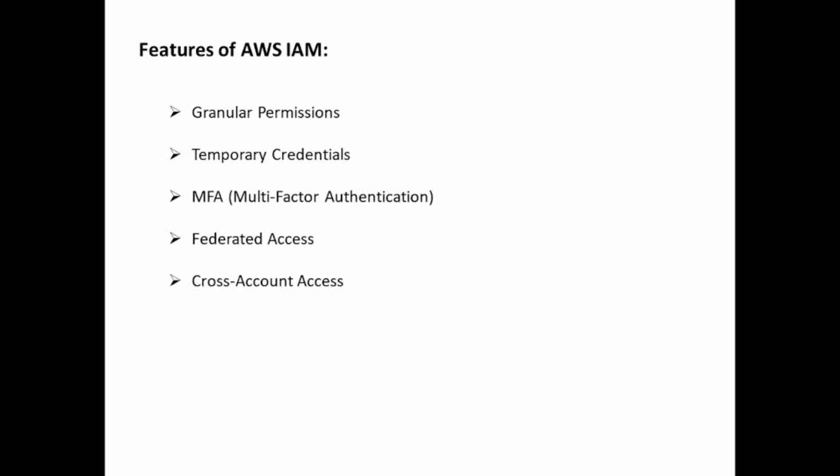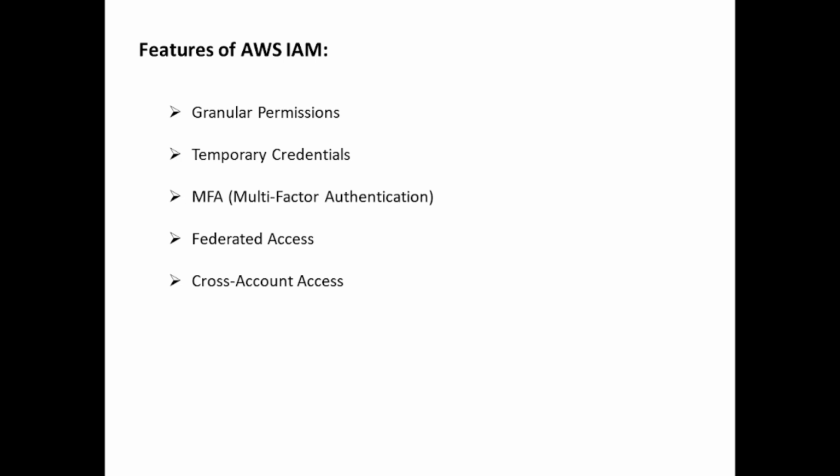Here are some powerful features IAM brings to the table. Granular permissions. IAM lets you control access at a very fine level. For example, you can allow a user to read from an S3 bucket but deny them the ability to delete objects. Temporary credentials. With IAM roles and services like STS, you can provide temporary access instead of hard coding access keys.